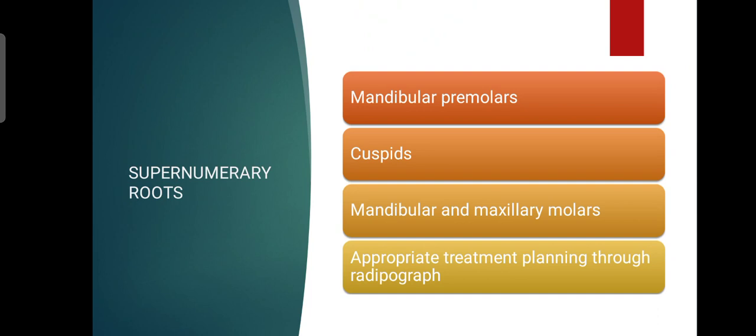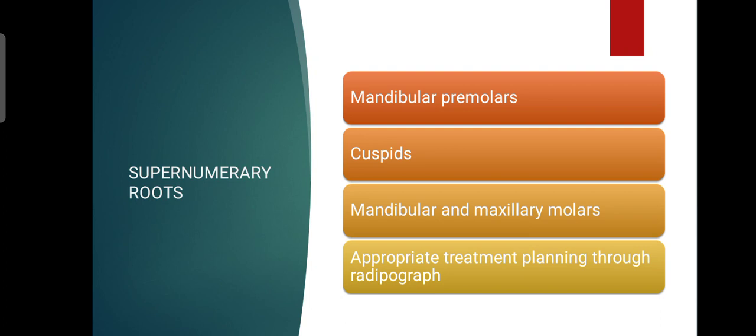Now, supernumerary roots. Additional roots more than the expected number are termed supernumerary roots. This is a common developmental phenomenon that is most often seen in mandibular premolars, like in maxillary premolars you can see 3 roots instead of 2.